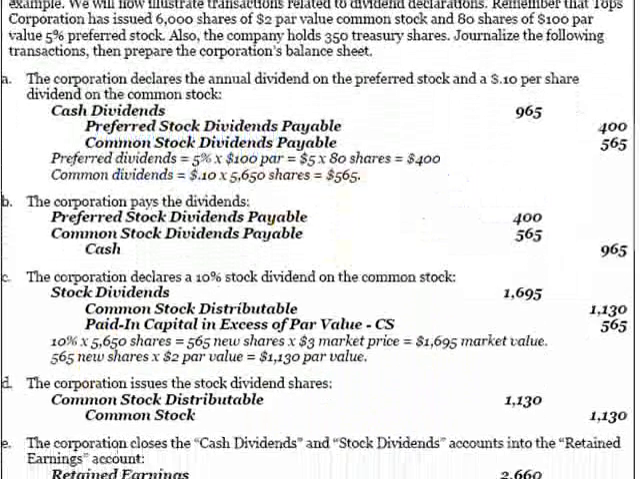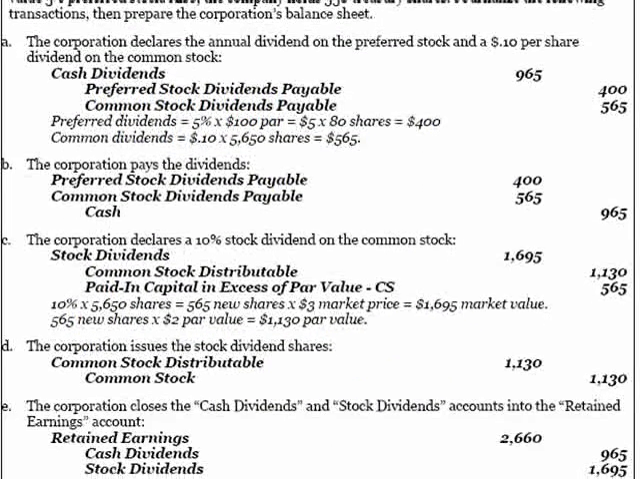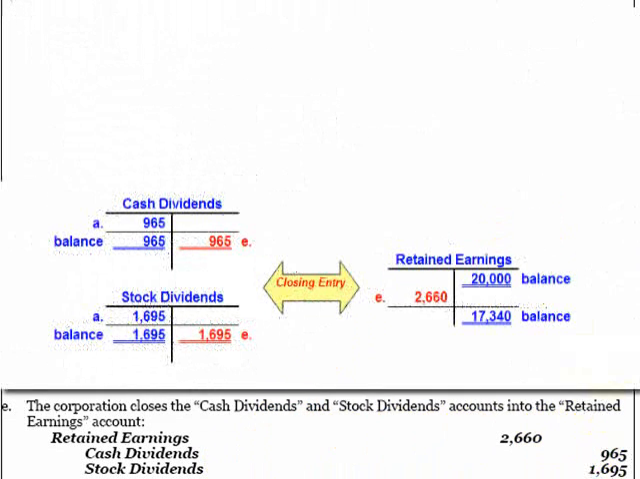When it's time for our corporation to close the cash dividends account and the stock dividends account, it'll do so by crediting cash dividends for the balance in that account, which was $965, and then crediting stock dividends for the balance in that account, which was the $1,695. The total debit then is $2,660, and this goes to retained earnings.